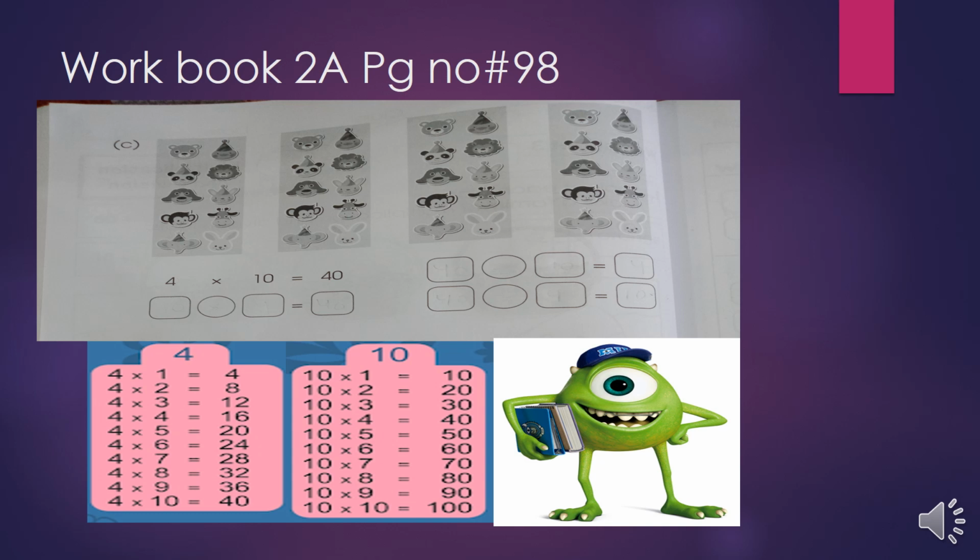Multiplication means to add up the things, right class? We double up the things. So 4 is the group, and when we multiply into 10, the equation will be 4 multiplied by 10, and it's written here that you can see 4 multiplied by 10 is equal to 40. So the answer is 40.